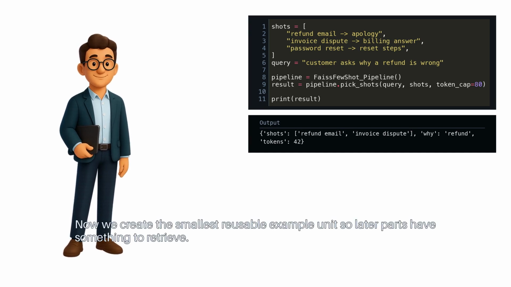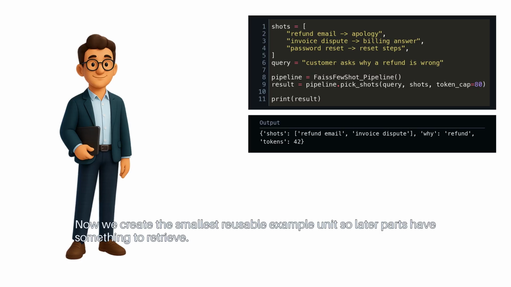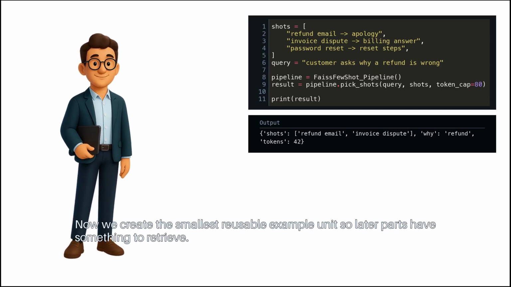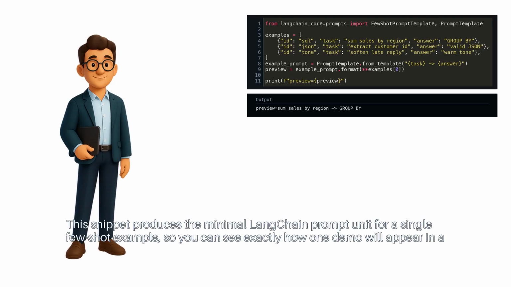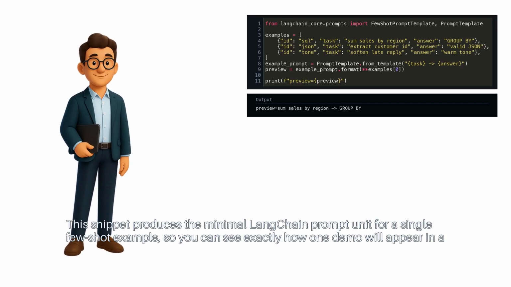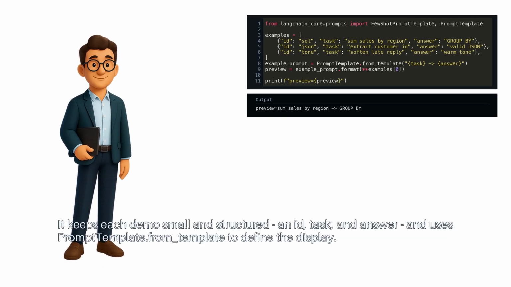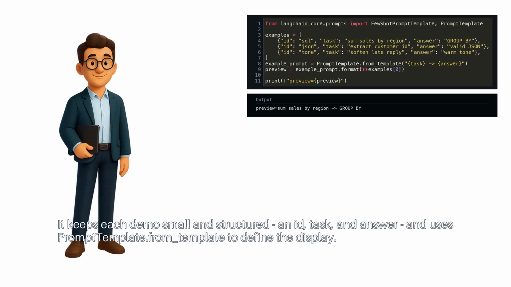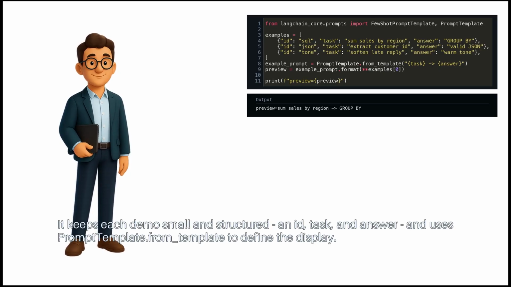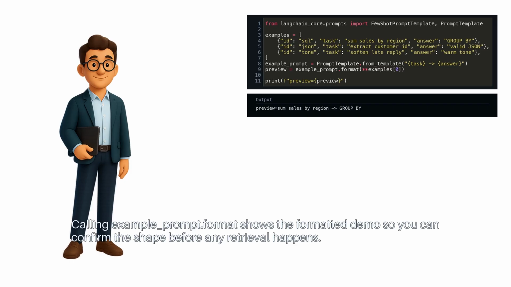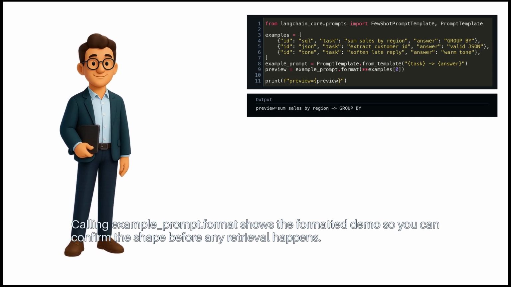Now we create the smallest reusable example unit, so later parts have something to retrieve. This snippet produces the minimal LangChain prompt unit for a single few-shot example, so you can see exactly how one demo will appear in a prompt. It keeps each demo small and structured, an ID, task, and answer, and uses PromptTemplate.from_template to define the display. Calling examplePrompt.format shows the formatted demo, so you can confirm the shape before any retrieval happens.